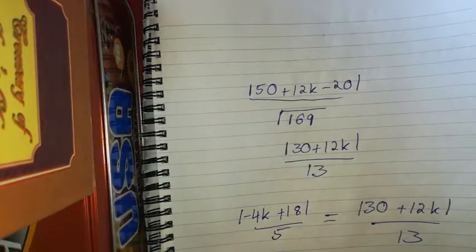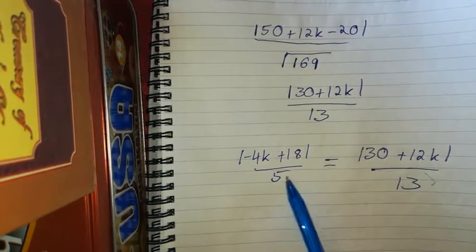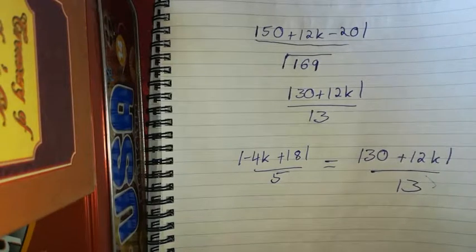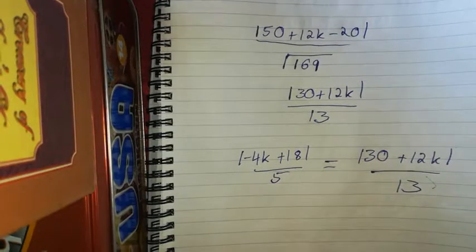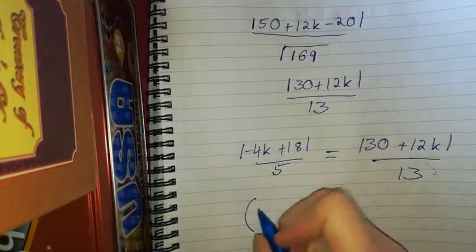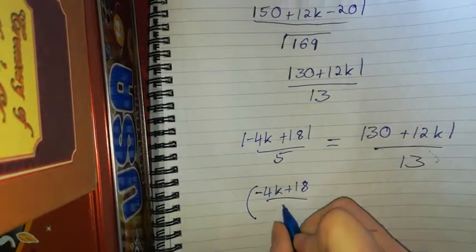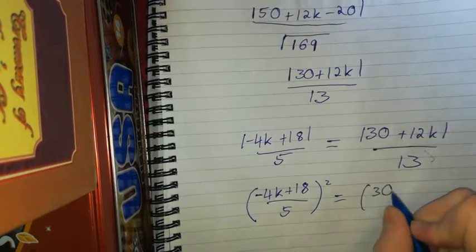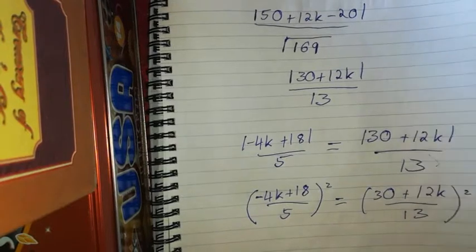Well, what we could do is square both sides to get rid of the modulus. So if we square this side, it'll be minus 4k plus 18 over 5 all squared, and then is equal to 30 plus 12k over 13 all squared.